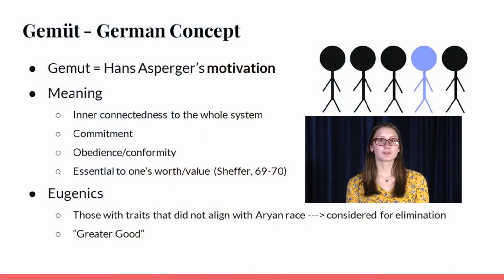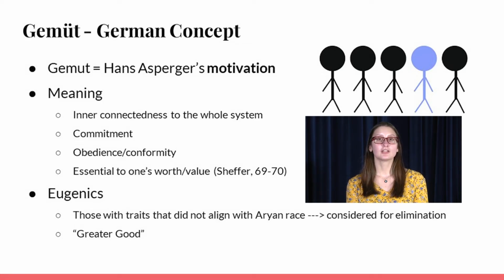One of the major motivators for Asperger and his colleagues was the German concept of Gemüt. Gemüt does not have a direct translation to the English language, but it can be seen as obedience and conformity, or an individual's connectedness to the system as a whole. It was seen as essential to an individual's worth or value. It can be connected to the eugenics movement.